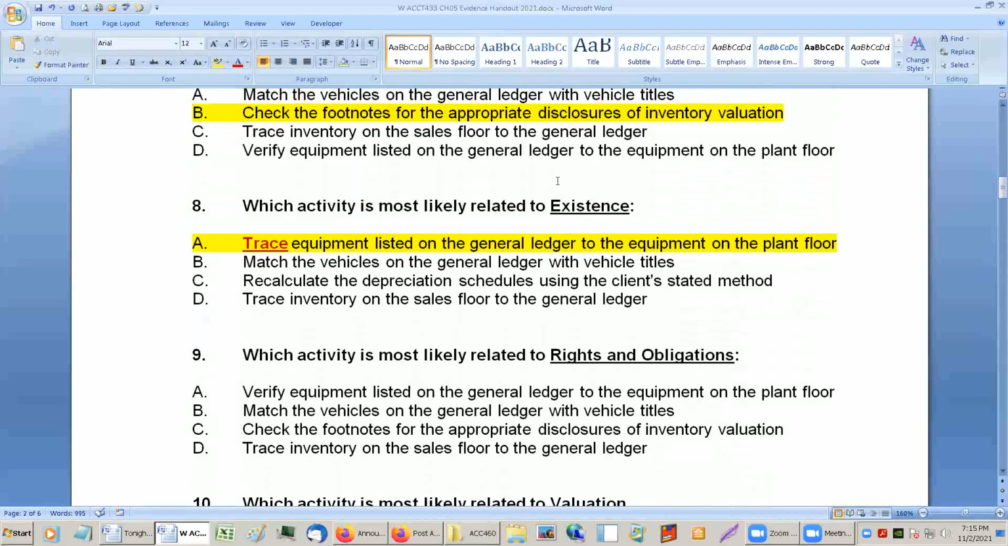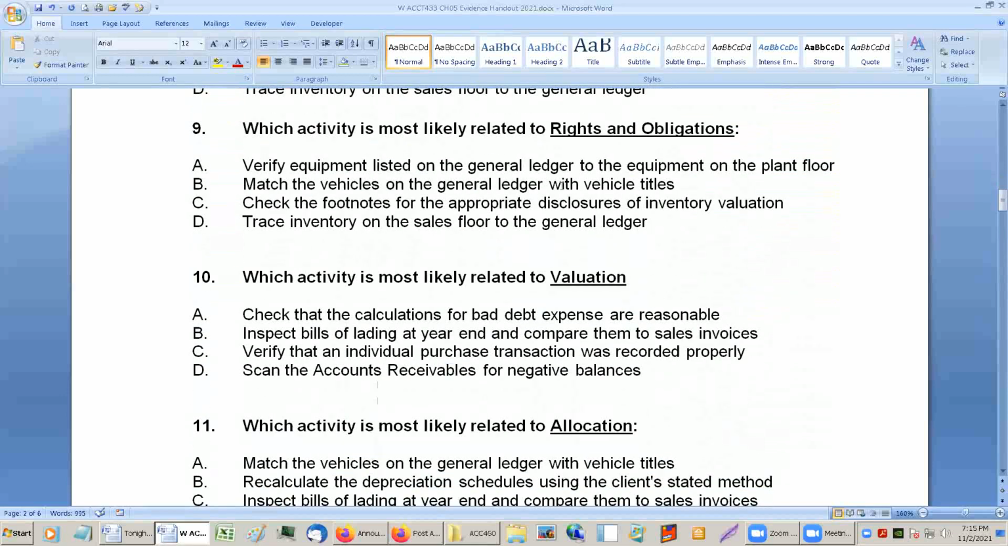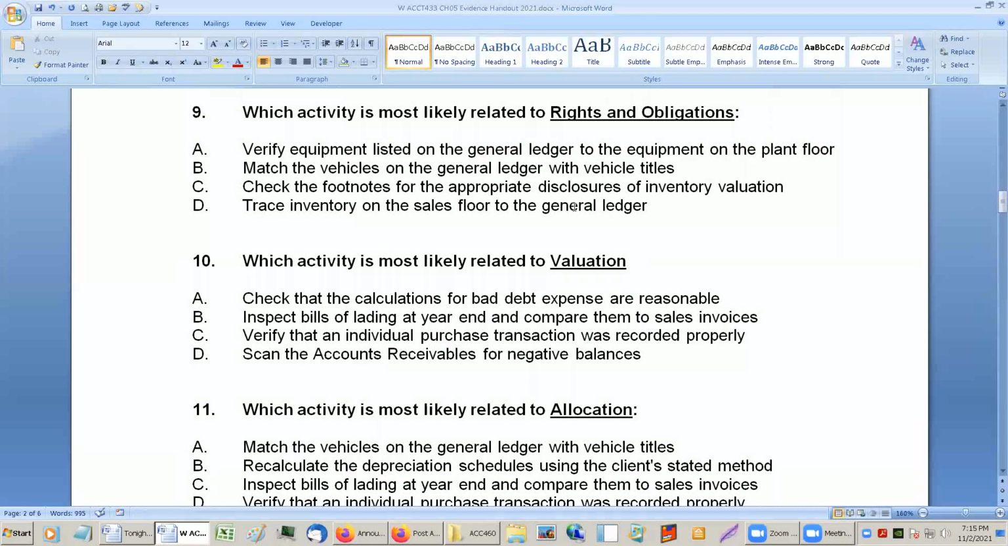Oh, wait a minute. What did I do here? Which of the following will also be related to rights and obligations? Only B seems to be correct. Yep, it is B.